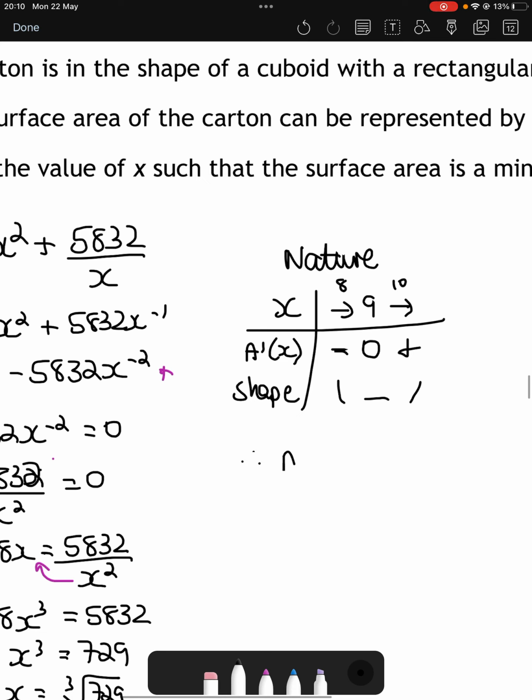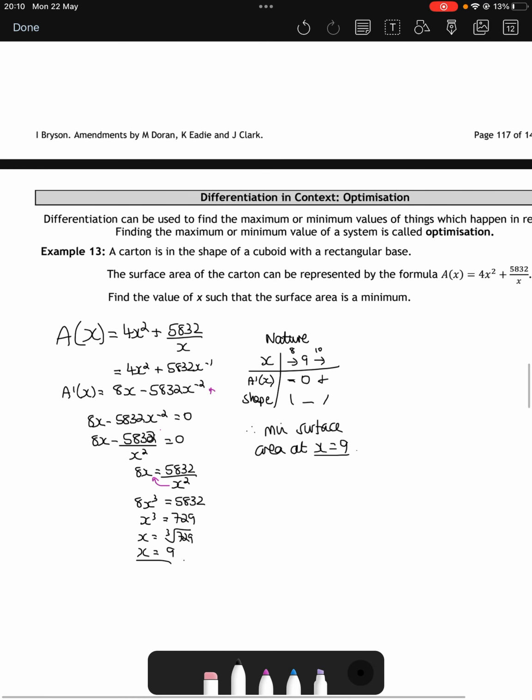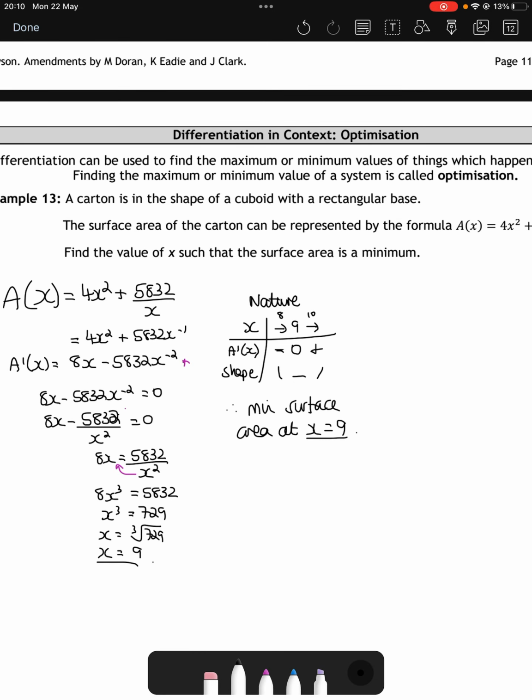So therefore, minimum surface area, I'll write the word surface area, at x equals 9. That's all it's asking. Okay, it's not saying what is the minimum surface area, it's just saying what's the value of x. If it did say minimum surface area, then obviously we would sub it back in.